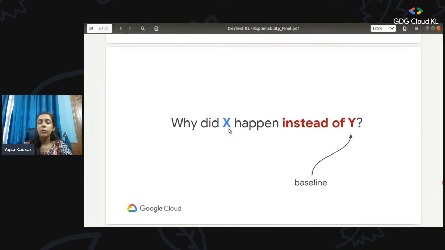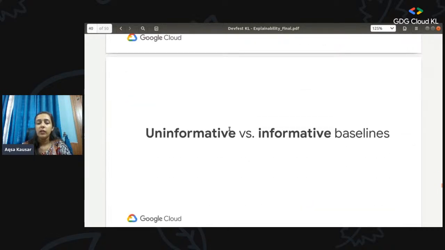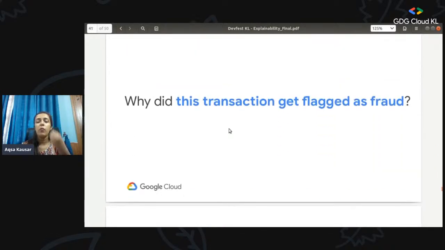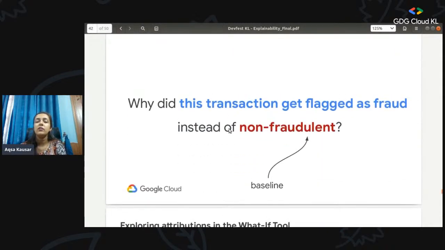But when we talk about baselines, the question changes to why did X happen instead of Y? And that's how explainability works in these cases. It tries to give you an explanation of why X happened instead of Y, where Y is your baseline. So instead of asking why this transaction got flagged as fraud, you would ask why this transaction got flagged as fraud instead of non-fraud. So non-fraud would be your baseline in this case.